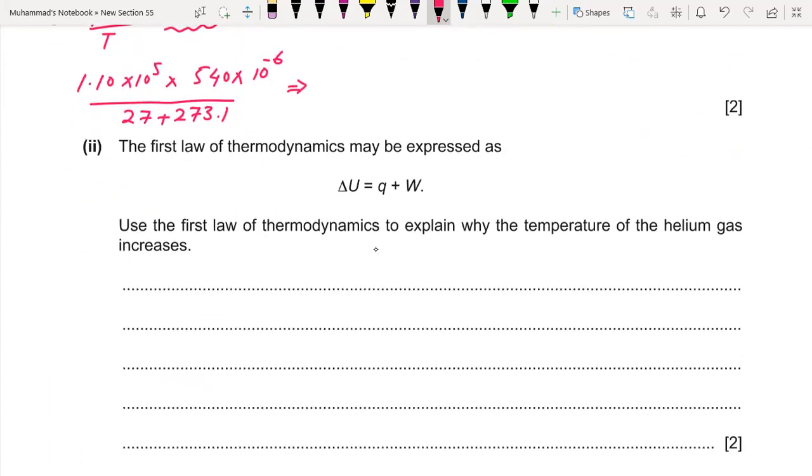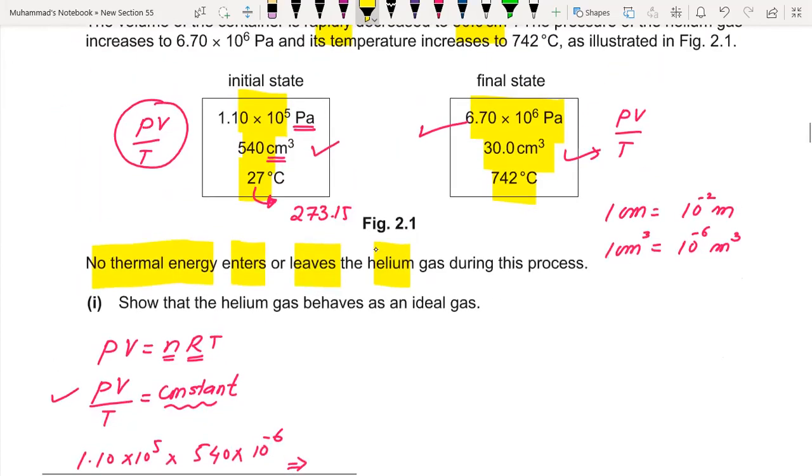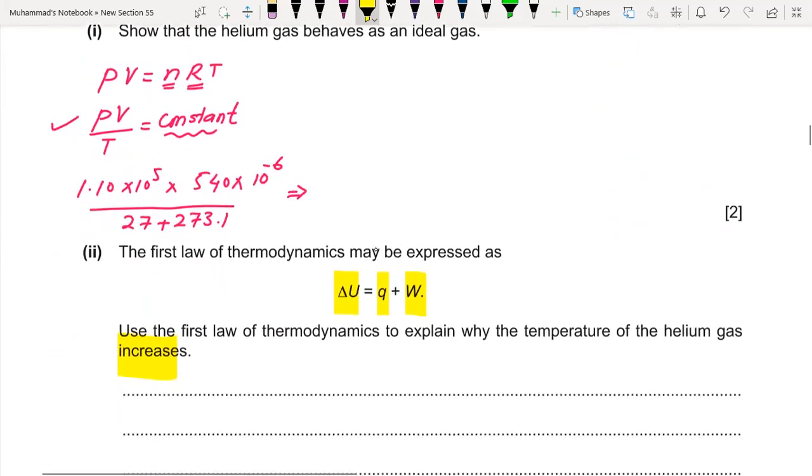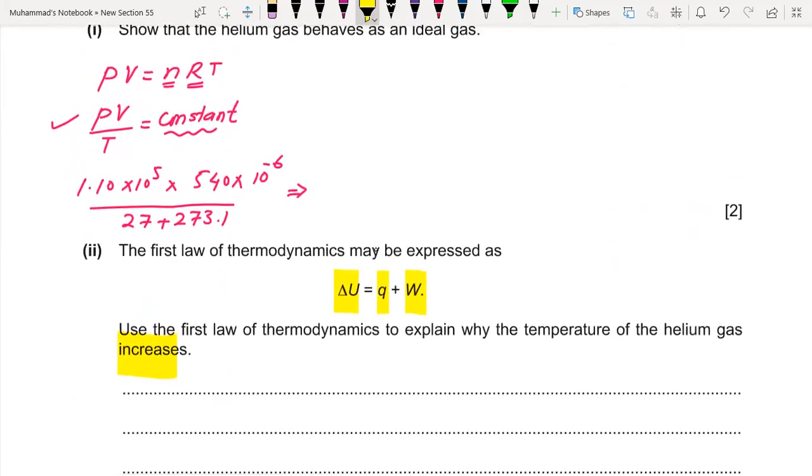The first law of thermodynamics may be expressed as delta U is Q plus W, where this is the change in internal energy, Q is thermal energy supplied, and W is work done. Use the first law of thermodynamics to explain why the temperature of the helium gas increases. So we have to prove why the temperature increases. You know from this important condition that there is no thermal energy entering this system. So Q is 0. So delta U will be equal to W.